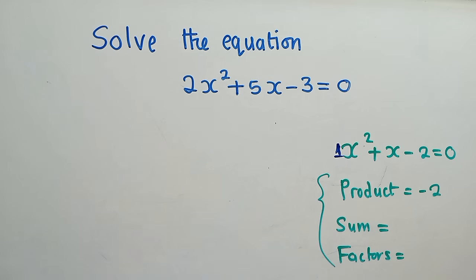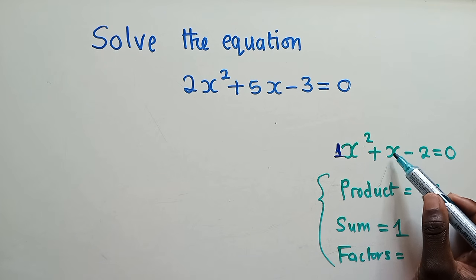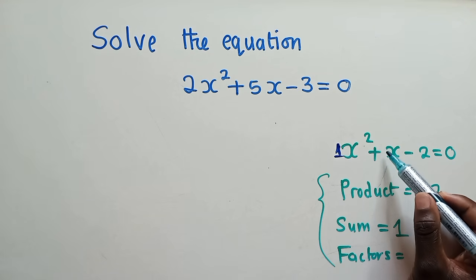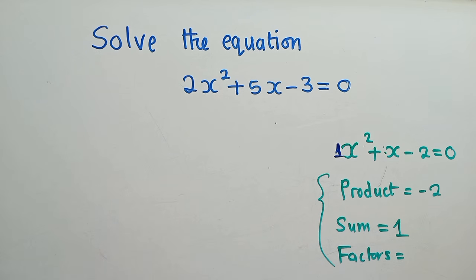What about the sum? What is our sum in this case? Our sum will be a 1. You just look at the point where we have x here, the number that is in front, or the coefficient. In this case, there is a 1 here, so this is a 1.